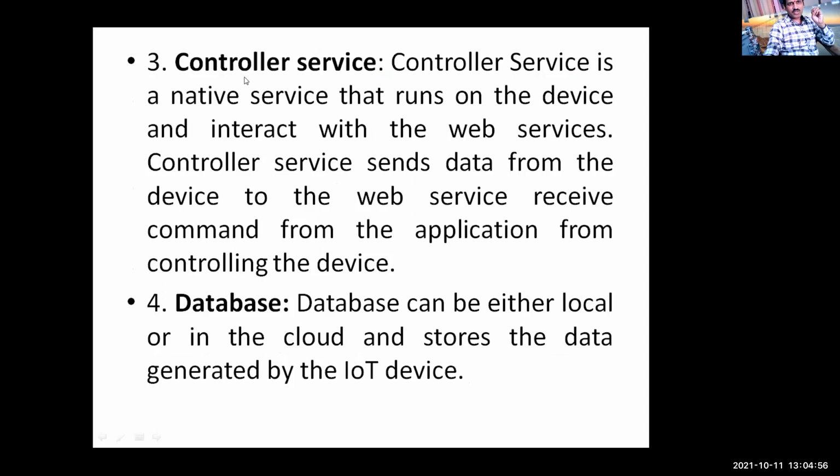Okay, that is the controlling service. The control service is a native service that runs on the device and interacts with the web service. The control service sends data from the device to the web service and receives commands from the application for the controlling device. This is a mediator between the web service and the user. A database can be either local or in the cloud and stores the data generated by the IoT device. You can store the data locally or in the cloud, that is generated by the IoT device.